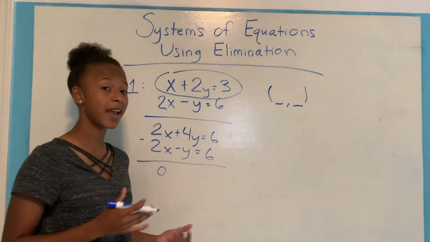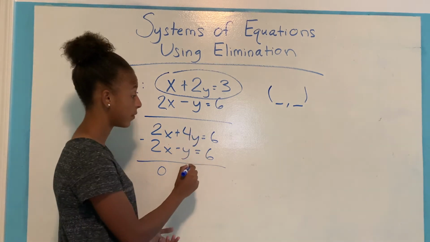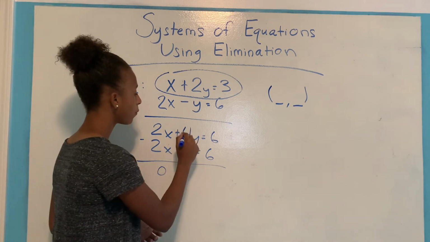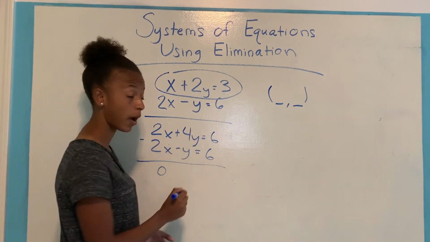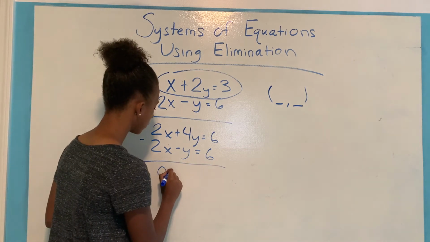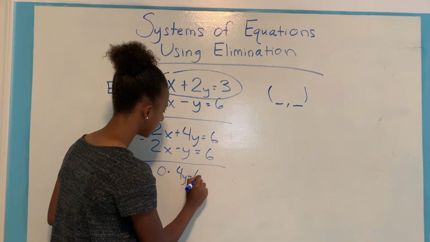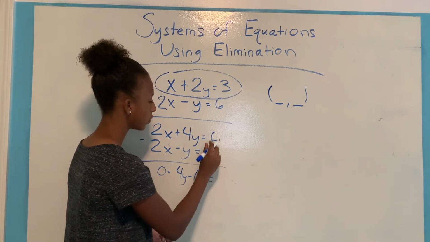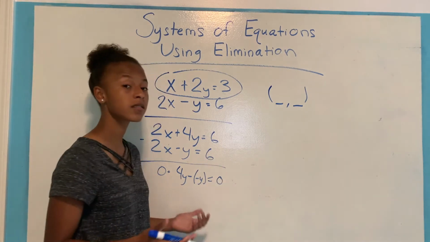So that's how you get the x values to cancel out. And then you will go over here to the y values. Then, if you're going to subtract the whole thing, it's 4y minus negative y. So I'll write that here. 4y minus negative y. Right? And then that equals whatever 6 minus 6 is. So in that case, it's 0.